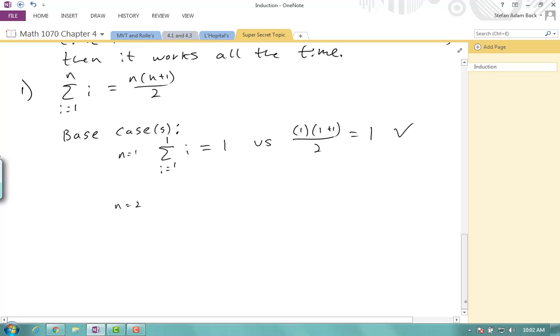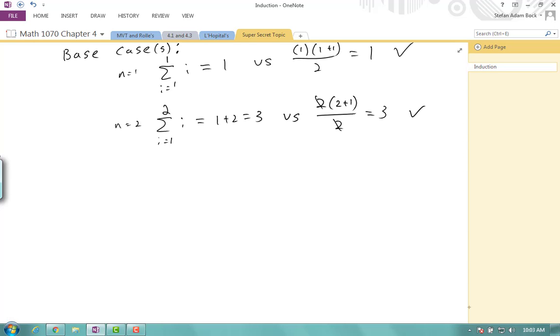But that's kind of a boring sum. So let's try it again with n equals 2. This should be equal to 1 plus 2, which is equal to 3. Versus, if I plug 2 into the other side, I have 2 times (2 plus 1) all over 2. Those cancel, giving me 3. So that also checks out.